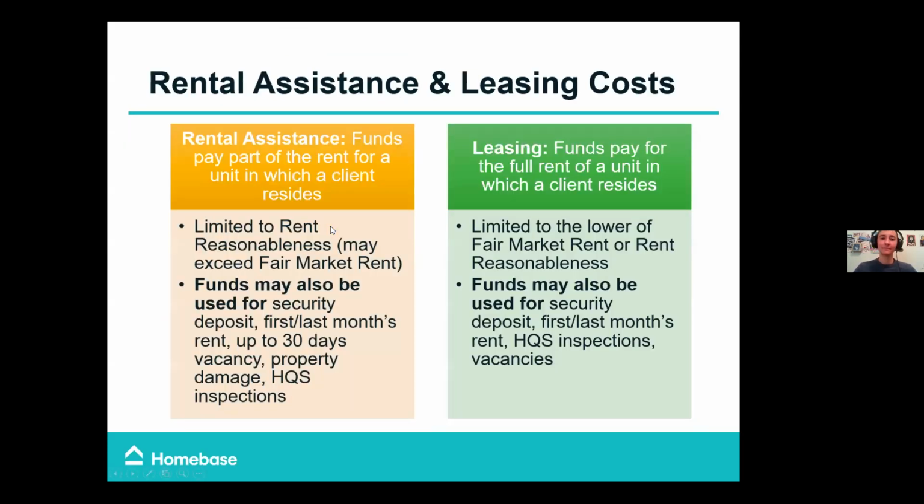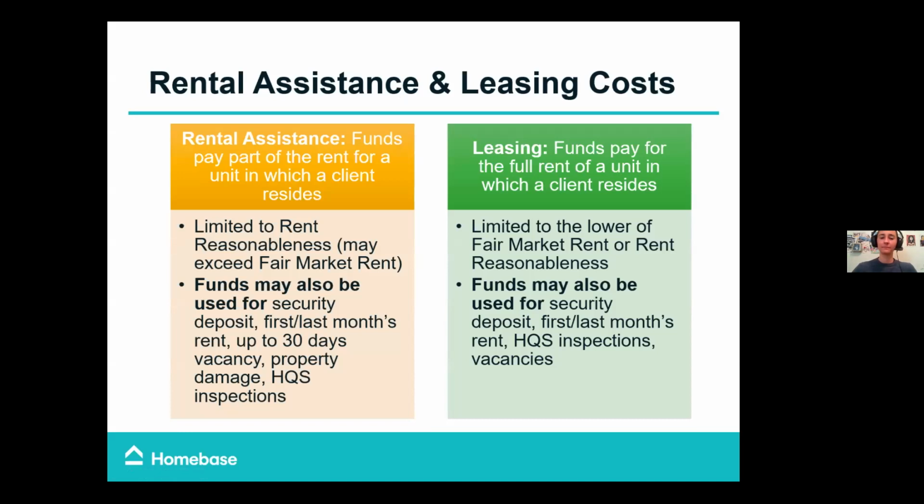So to start with rental assistance and leasing. Taking the right side of the slide first for leasing, leasing funds may be used to lease individual housing units for TH or PSH and can pay the full cost of leasing. In these cases, the rent has to be reasonable and not exceed fair market rent. So it's limited to the lower of fair market rent or rent reasonableness.